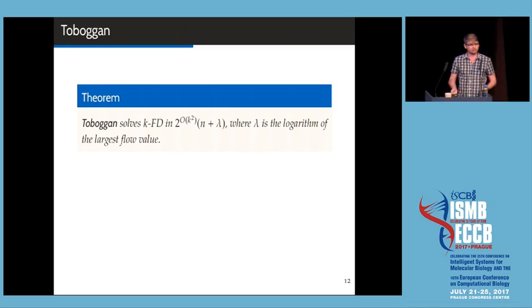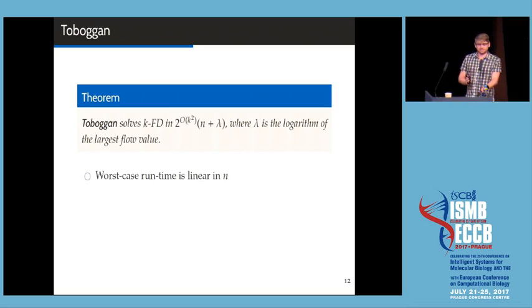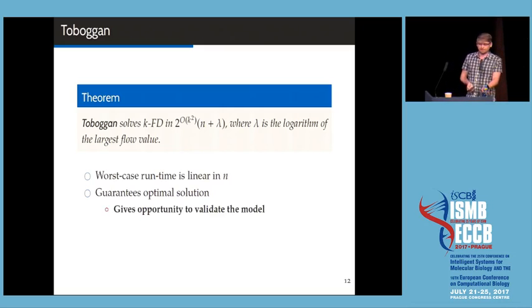So we designed an algorithm that we call Toboggan, and it runs in linear FPT time, and we proved the runtime, and we proved that this is correct. So we have an algorithm that has a worst case runtime that is linear in n, and we can guarantee an optimal solution. So we can guarantee that our tool always finds the minimal number of paths to this problem. And this now gives us the opportunity to validate the model.